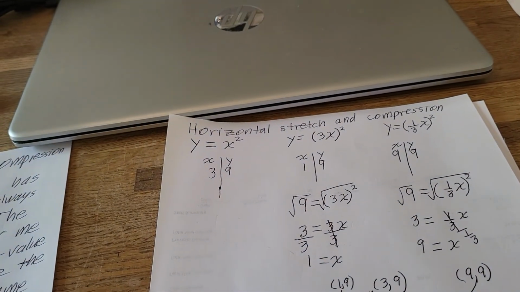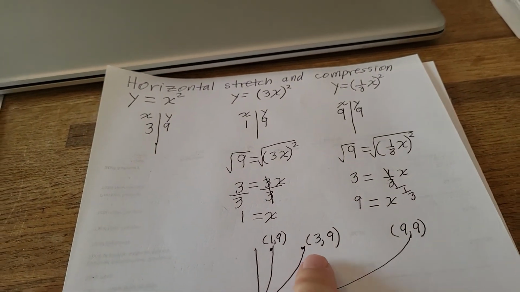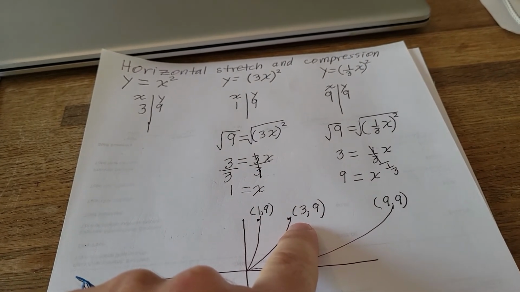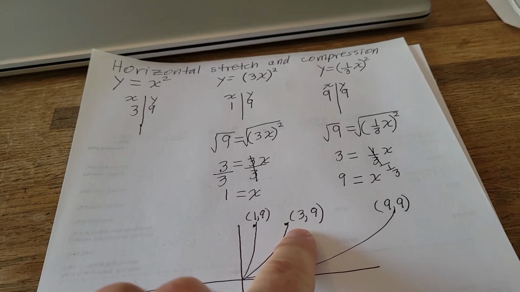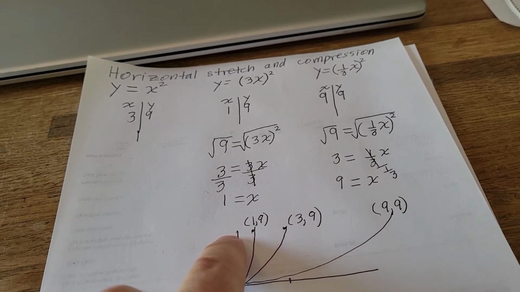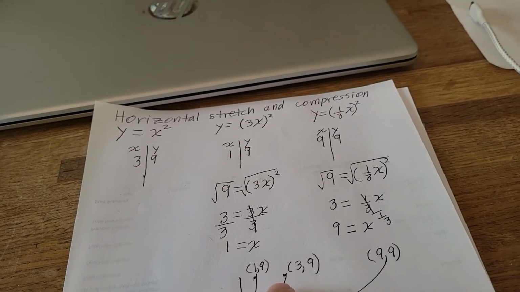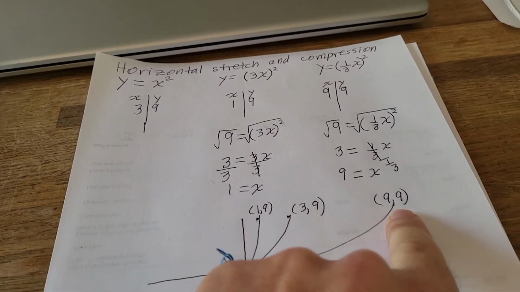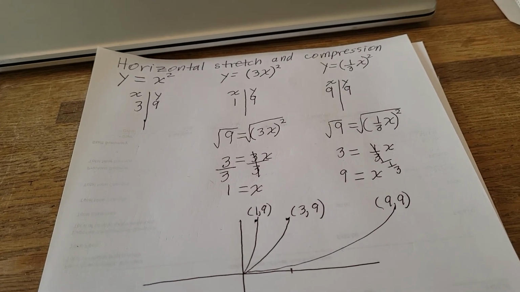When I graph these points, here's my original, my plain pizza, if you will. When I include the factor greater than 1 inside, here's my compression, closer to the y-axis. When my factor is less than 1, here's the stretch. So instead of being confounded all these years, it makes perfect sense.